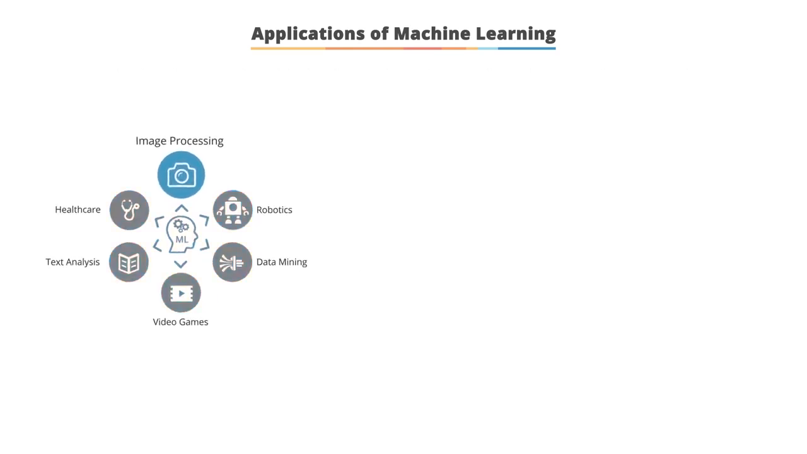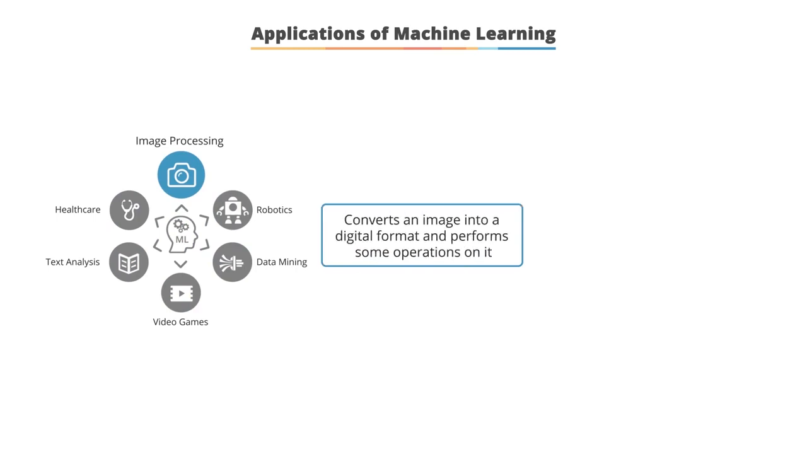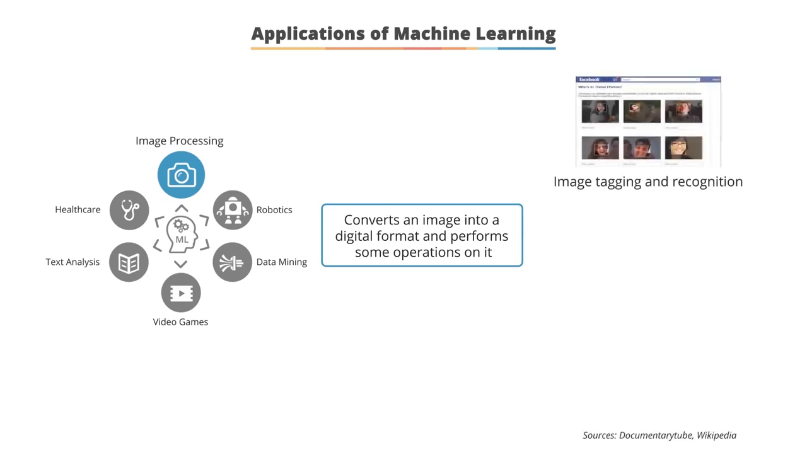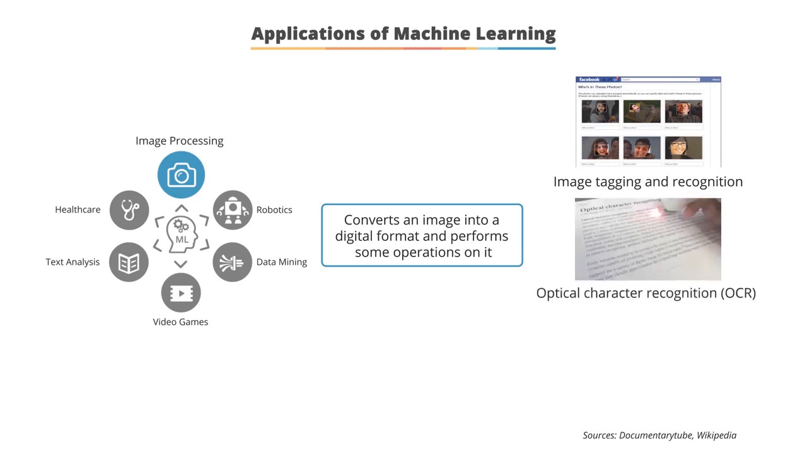So what is image processing? It is a technique to convert an image into a digital format and perform some operations on it so as to induce an enhanced image or to extract some helpful information from it. Let's look at some examples of image processing. Facebook does automatic face tagging by recognizing a face from a previous user's tagged photos. Another example is optical character recognition, which scans printed documents to digitize the text.